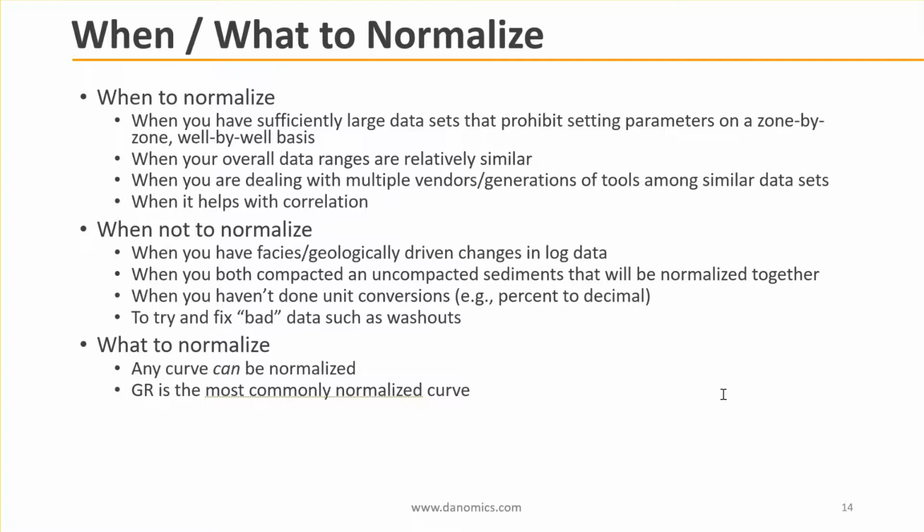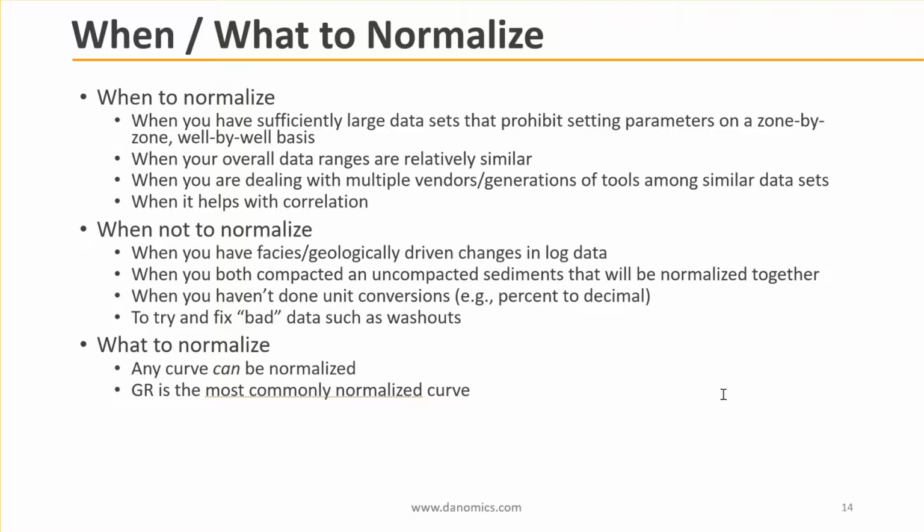When you have multiple vendors and multiple generations of tools, you can also normalize then. And then one other consideration is if normalization helps you with your ability to correlate, that's also a good use of normalization, because you can normalize, use that to help you establish a correlation across the field. So when you're picking your tops, and then you can turn off that normalization and use the raw curves again.